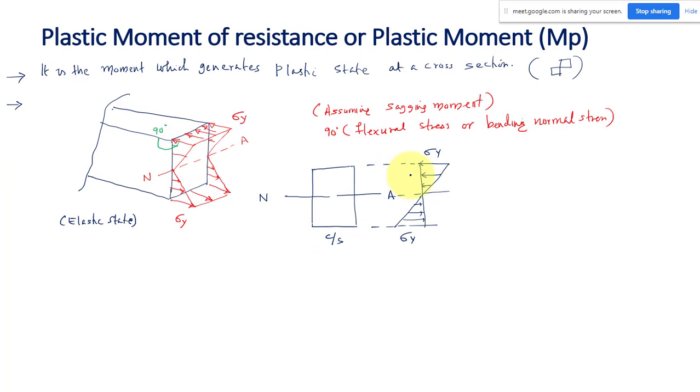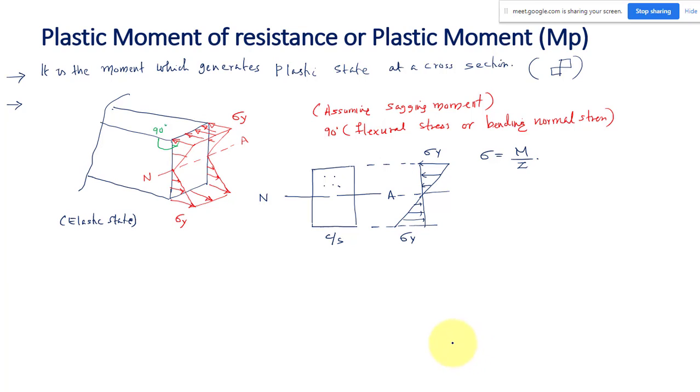This is my cross section. This stress is acting not parallel to the cross section, it is acting normal to the cross section. That is why I have drawn this three-dimensional drawing. But usually we will draw like this only. It does not mean that your stress is acting parallel to the cross section, it is acting perpendicular to the cross section only. That is what your bending normal stress is. This stress is given by M by Z.